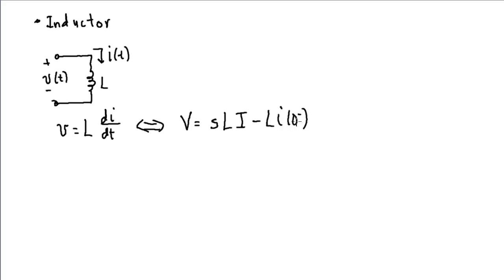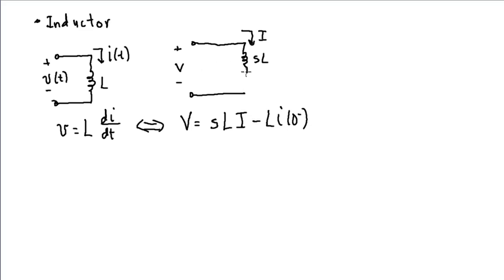Okay. So looking at this relationship between the voltage V and current I, we see that the voltage across the inductor here, V, has a component that depends on I, and that component of the voltage would just be sL times the current. And then there's another term here that actually is fixed. It depends only on the current at 0 minus.